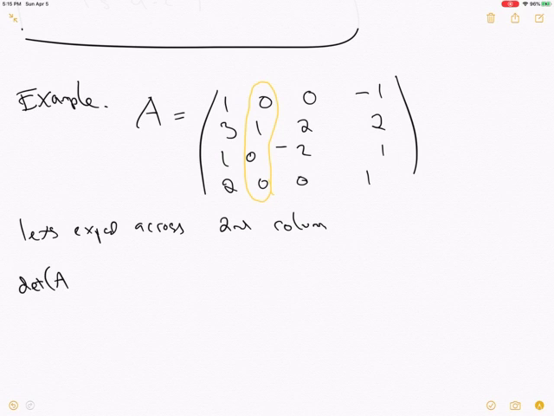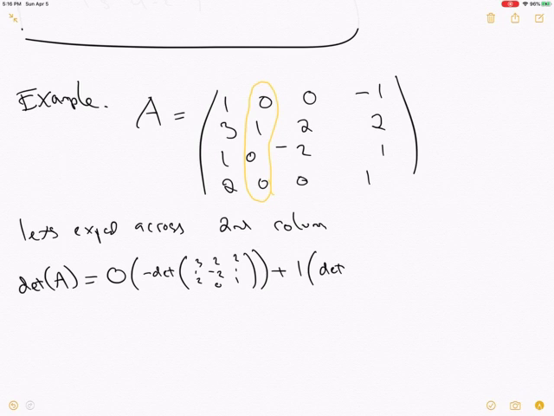So we see the determinant of A, we expand across that, it'll be 0, and that'll be negative determinant, because of its position, it gets a negative sign, of this 3 by 3 matrix: 3, 1, 2, 2, minus 2, 0, 2, 1, 1. But of course it doesn't matter because it's ultimately a 0. And then it's going to be plus 1 times the positive determinant. If you delete that, you get 1, 0, minus 1, 0, minus 2, 1, and 2, 0, 1.